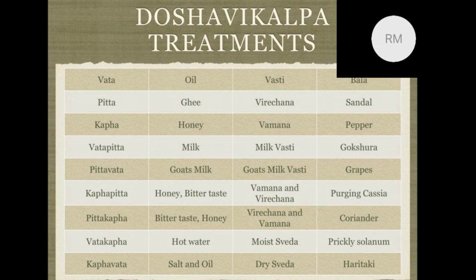And now we are into assessment of disease, which includes three major components. One is assessment of Ama. Second is assessment of dosha. And third is assessment of dhatu, or the location or the site of manifestation of the disease. So we're going to look into the assessment of the site.